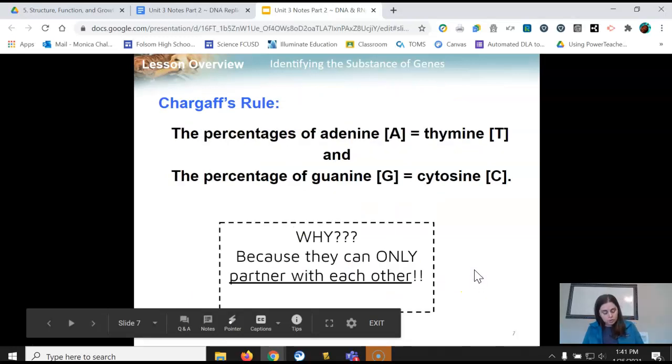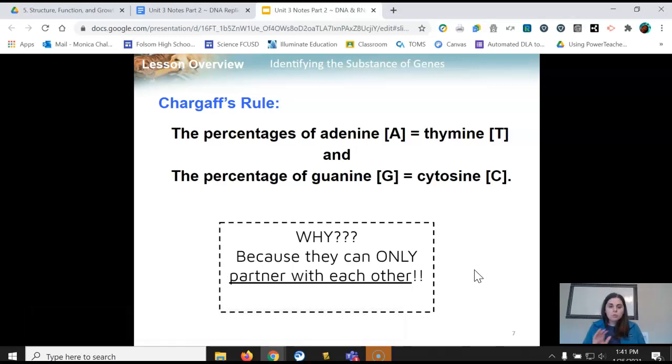Chargaff's rule. Super important. His rule says that the percentage of A equals the percentage of T, and the percentage of G equals the percentage of C. And that's because they can only partner with each other. So if you can only have A's going with T's, if there's 30% A's, then there has to also be 30% T's.